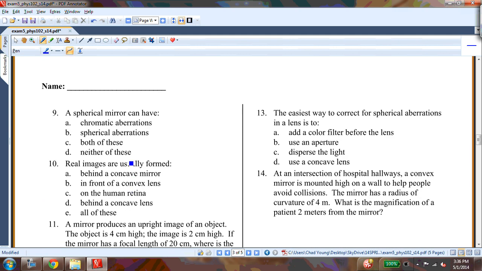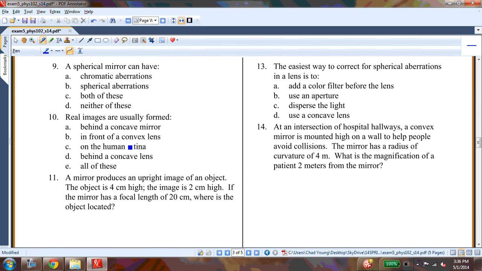Spherical mirror can have which of these? A spherical mirror does not have chromatic aberrations because it doesn't refract light. It has spherical aberrations. Real images are usually formed behind a concave mirror. No, if you have a real image, the object is here, the image is here. It's in front of a concave mirror. In front of a convex lens, all right, if you have a real image for a convex lens, it's going to be opposite the side of the object, so it's not in front.